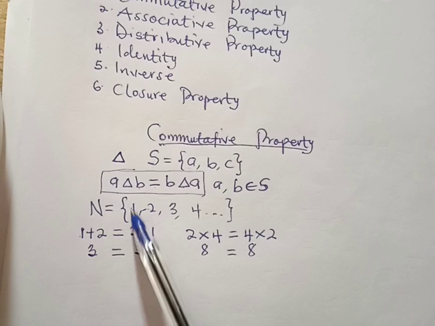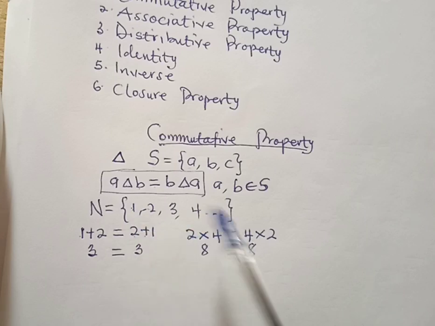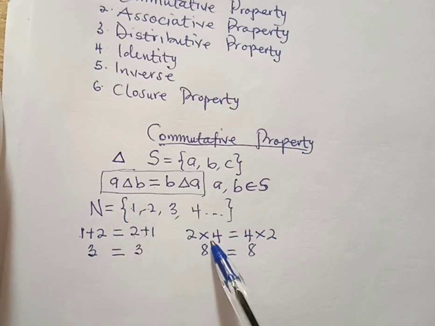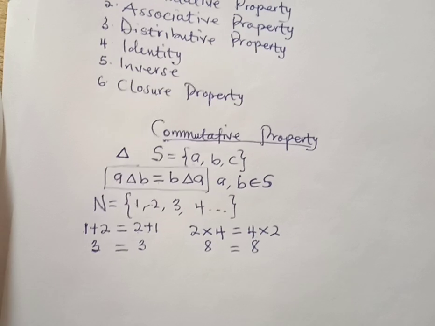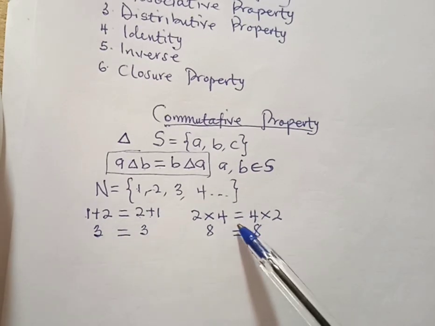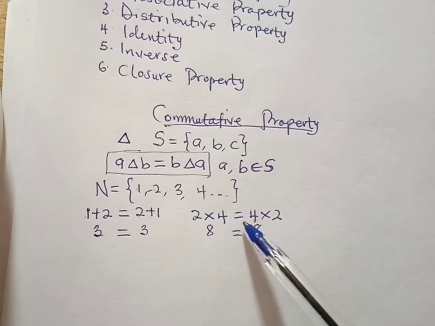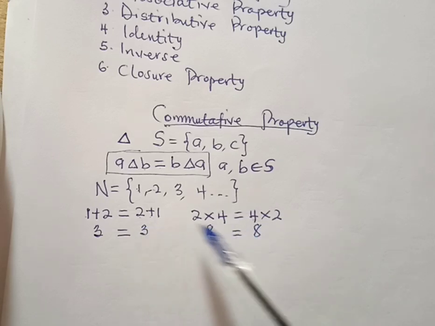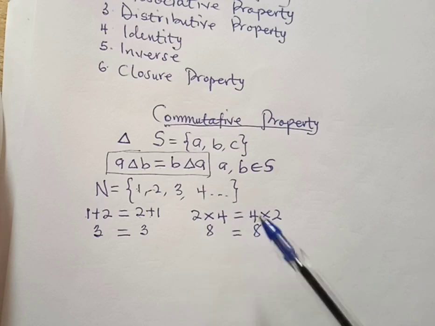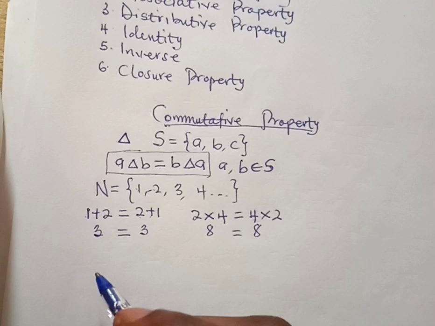So that is what we mean by the commutative property. There is commutativity if and only if, after changing the position of these two numbers, we get the same answer. We have tried addition, and we have also tried multiplication, and it worked for us. So addition and multiplication, both of them are commutative.